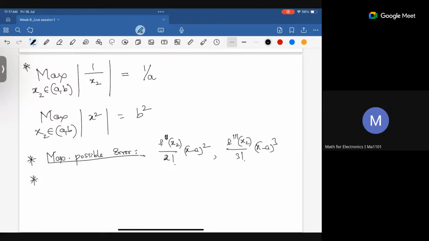Okay, and one note here is do not forget, usually we forget the denominators. Even the max errors will have these factorials in the denominator. Okay, so just watch out for it.